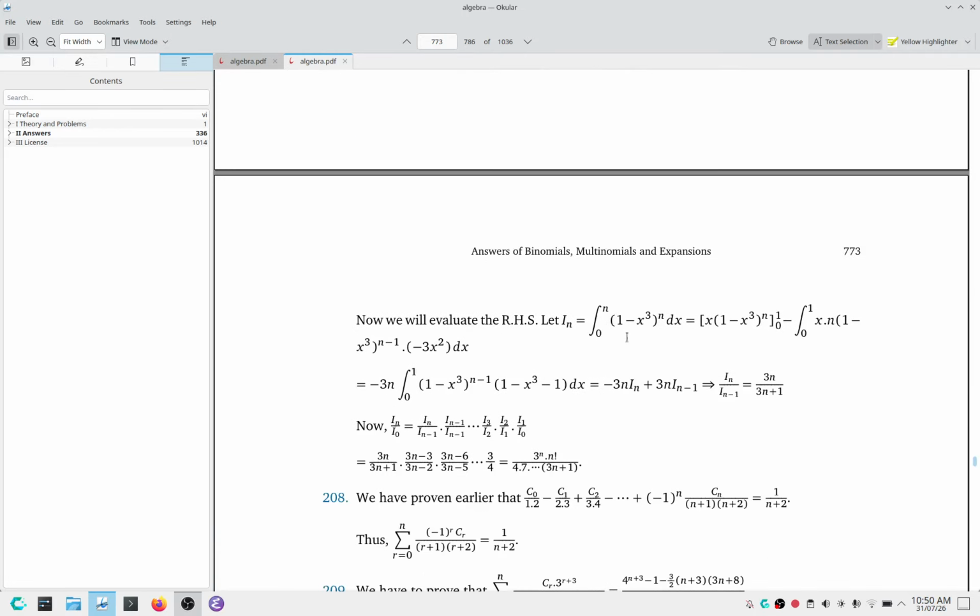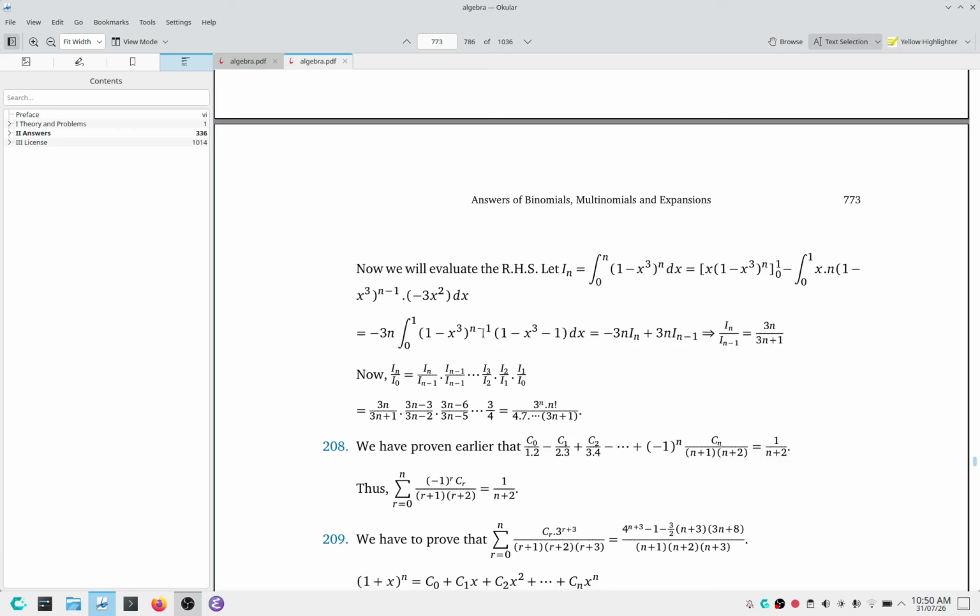Now we evaluate this integral. So we do integration by parts. We take out 1 minus x cube to the power n. So the other part is integral 0 to 1 of x times n times 1 minus x cube to the power n minus 1 times minus 3x squared dx. Now this upon evaluation will lead us to In upon In minus 1 is equal to 3n upon 3n plus 1.